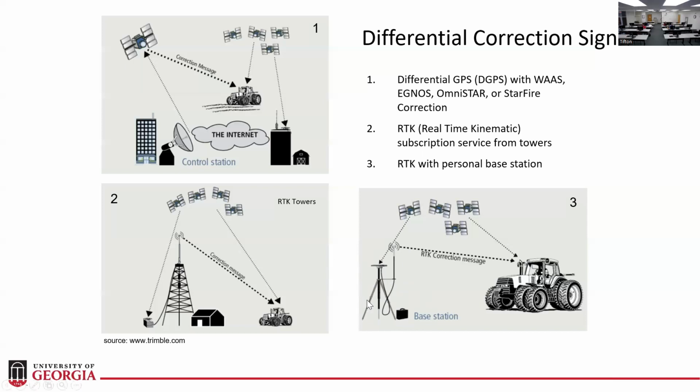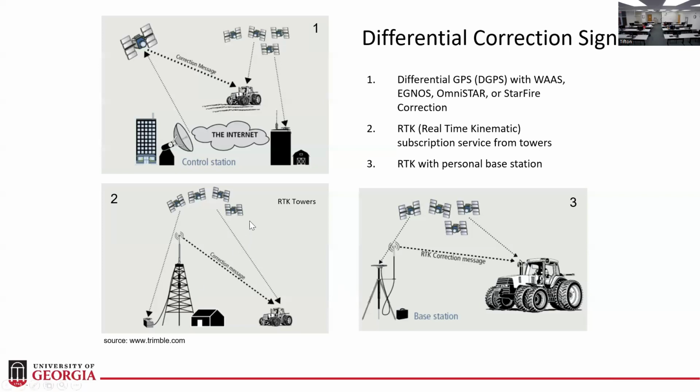When you have your own personal base station, you have to set it on the field for 30 minutes to have a stable signal. And the base station, of course, is expensive if you want to buy your personal one. The base station has to stay there for at least 30 minutes to be able to get a stable signal and calculate its own location. And then it can send the message to your receiver.